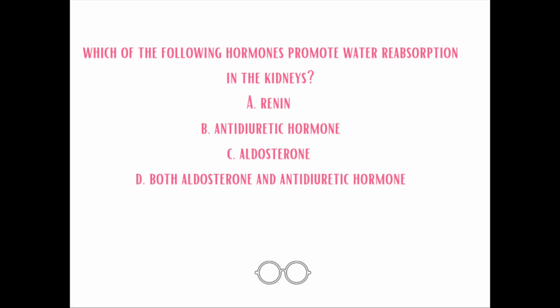Which of the following hormones promotes water reabsorption in the kidneys? A, renin, B, antidiuretic hormone, C, aldosterone, or D, both aldosterone and antidiuretic hormone? So your answer here is D. Both aldosterone and the antidiuretic hormone actually promote water reabsorption or retention in order to increase your volume in your blood and increase your blood pressure.